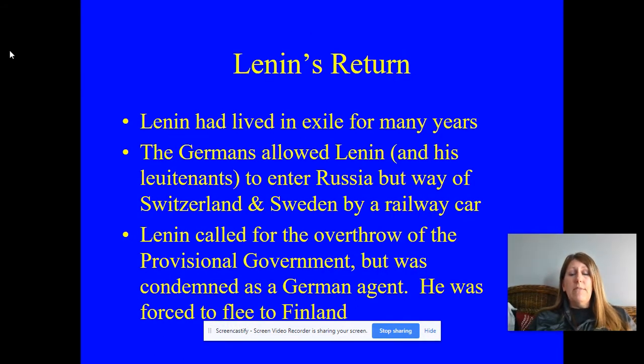So Lenin had lived in exile for many, many years. He had actually been expelled probably 20 years prior to the Russian Revolution. The Germans are going to allow Lenin and some of his top lieutenants to sneak back into Russia. They enter Russia by way of Switzerland and Sweden by rail car. And so Lenin calls for the overthrow of the provisional government. He's condemned as a German agent. And so while that is being sorted out, he is forced to flee to Finland until his return.